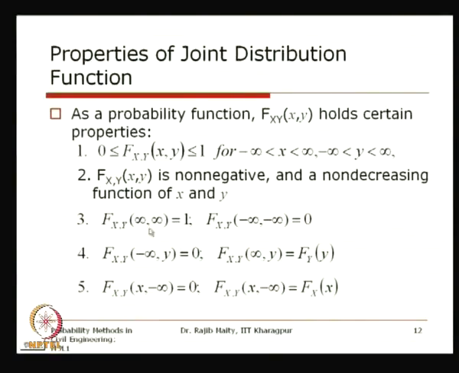Now when both x and y are at the right extreme, at infinity, this should be equal to 1, and when it is at the left extreme, this will be equal to 0. When either of them is at the left extreme, whether x is at minus infinity or y is at minus infinity, this function should be equal to 0. And when either of them is at the right extreme, it gives a new distribution. When y is equal to plus infinity, this function reduces to F_X(x).